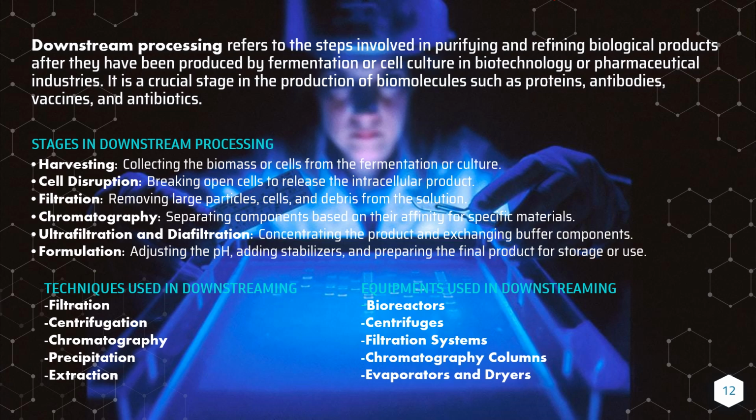Then chromatography. This is where you separate the components of a solvent due to differences in their adsorption rates. Then precipitation. This is where you separate components due to the fact that they form solutes in certain solutions. Then finally, extraction. This is a way of separating two miscible liquids. Equipment used in downstream, we have bioreactors, centrifuges, filtration systems, chromatography columns, evaporators, and dryers.